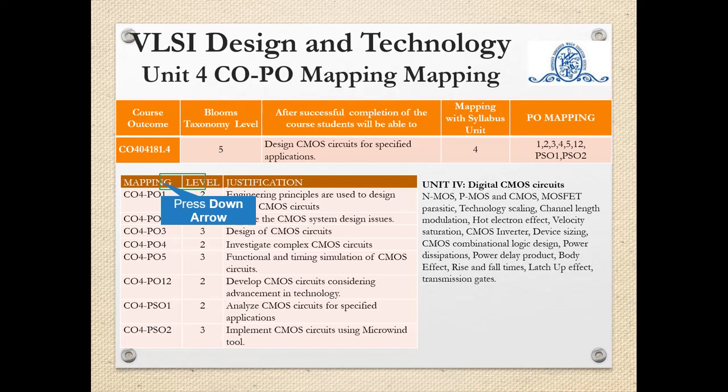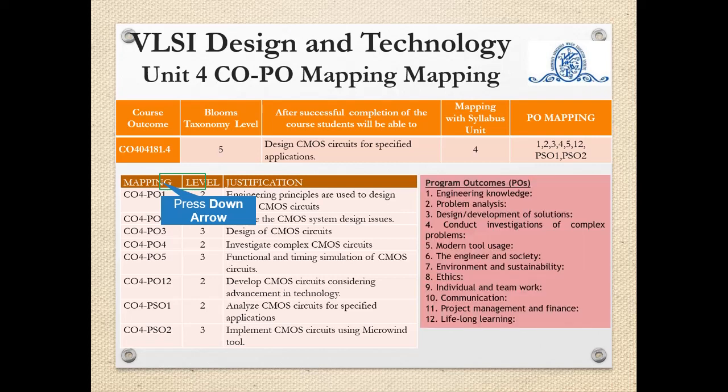It covers the content as NMOS, PMOS, and CMOS, MOSFET parasitic, technology scaling, channel length modulation, hot electron effect, velocity saturation, CMOS inverter, device sizing, CMOS combinational logic design, power dissipation, power delay product, body effect, rise and fall time, latch-up effect, and transmission gate.